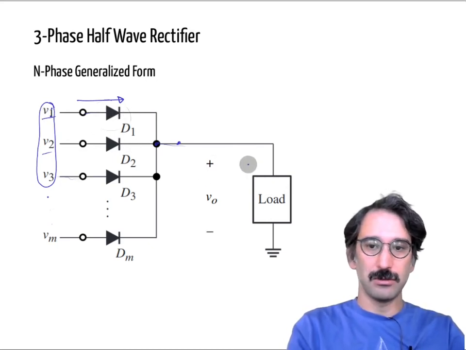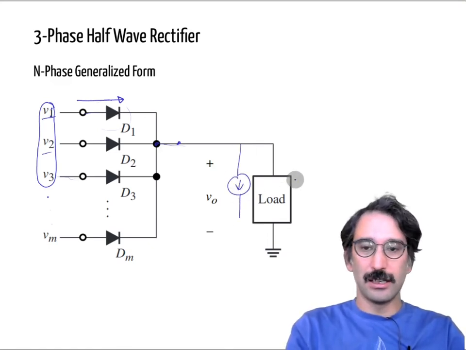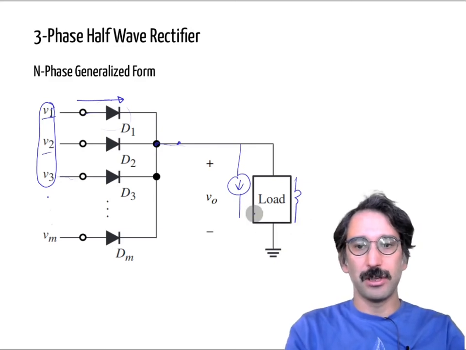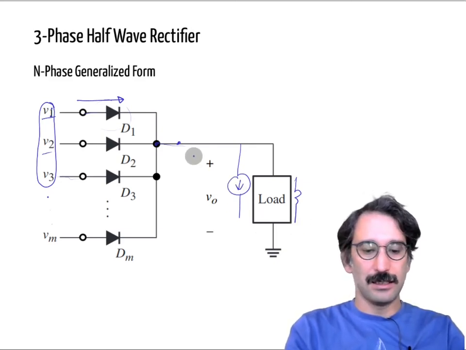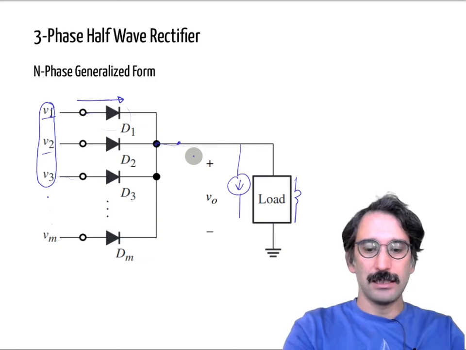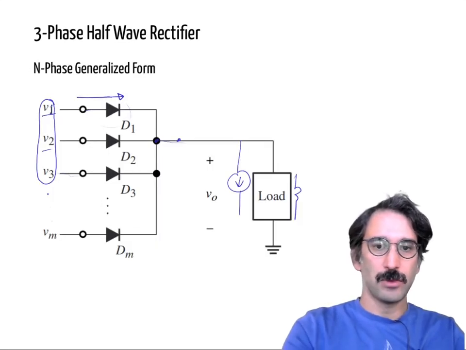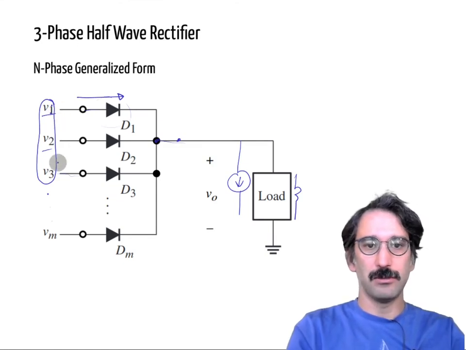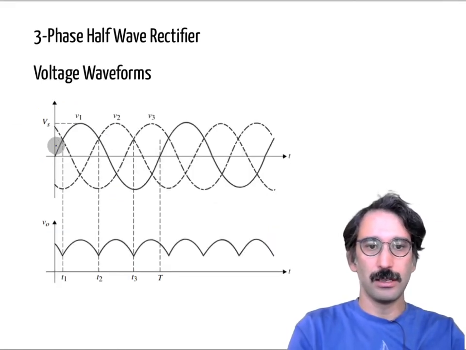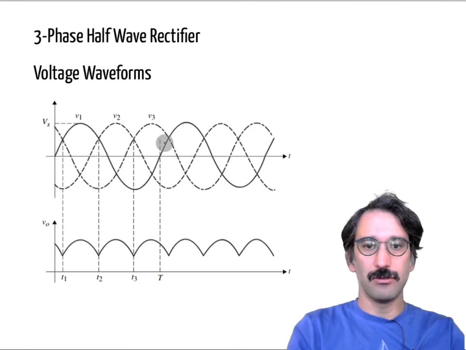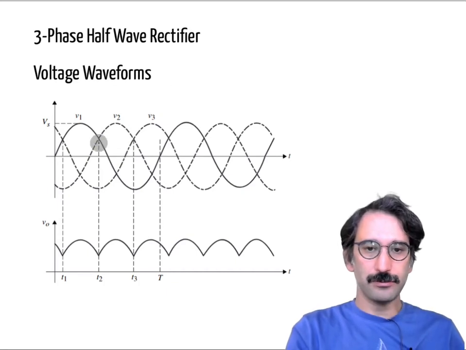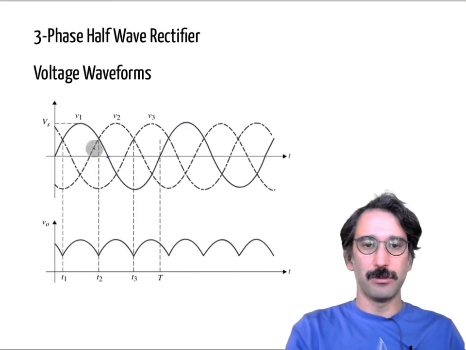And of course, I again assume you have a very large inductive load, so the current can be assumed to be a DC current. Okay, so let's look at that case for a three-phase application. Here we just represent V1, V2, and V3. So I have the first phase voltage, second phase voltage, third phase voltage, and so on. They are all 120 degrees separated from each other.